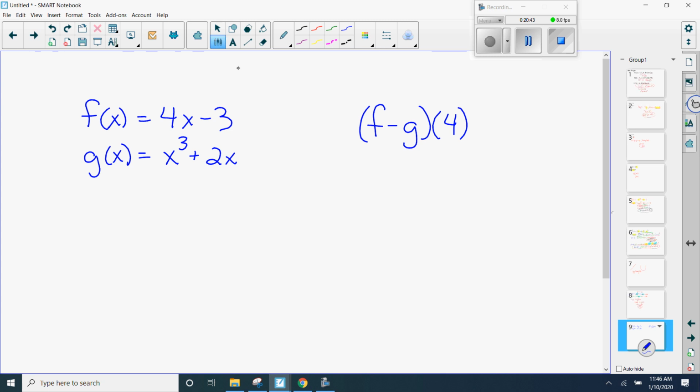Now this is different than when we were saying what is f of x plus h, because what was in parentheses is x plus h. Here, it's your functions that are in parentheses. So this notation right here means this: take f of 4 and subtract g of 4.